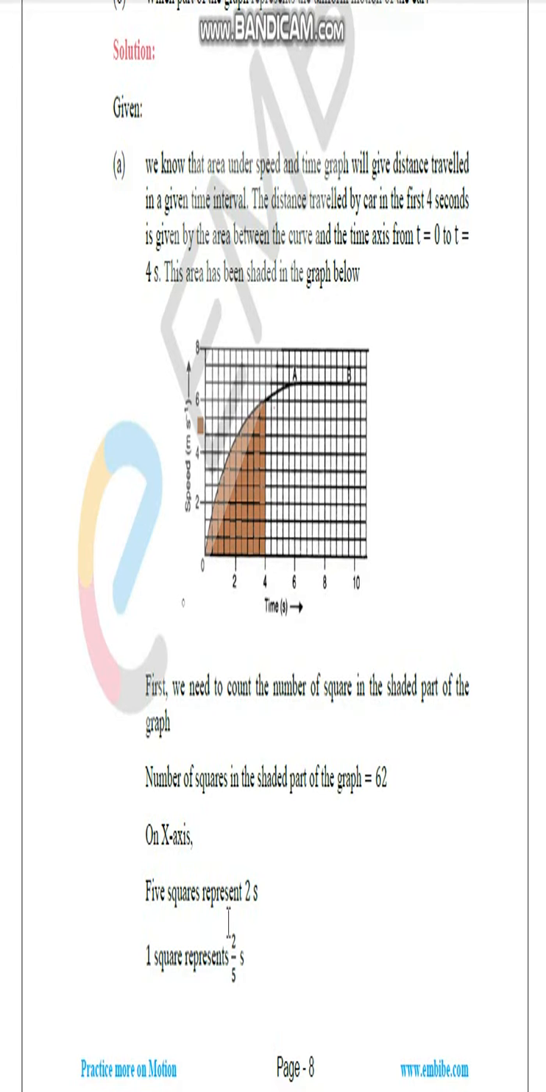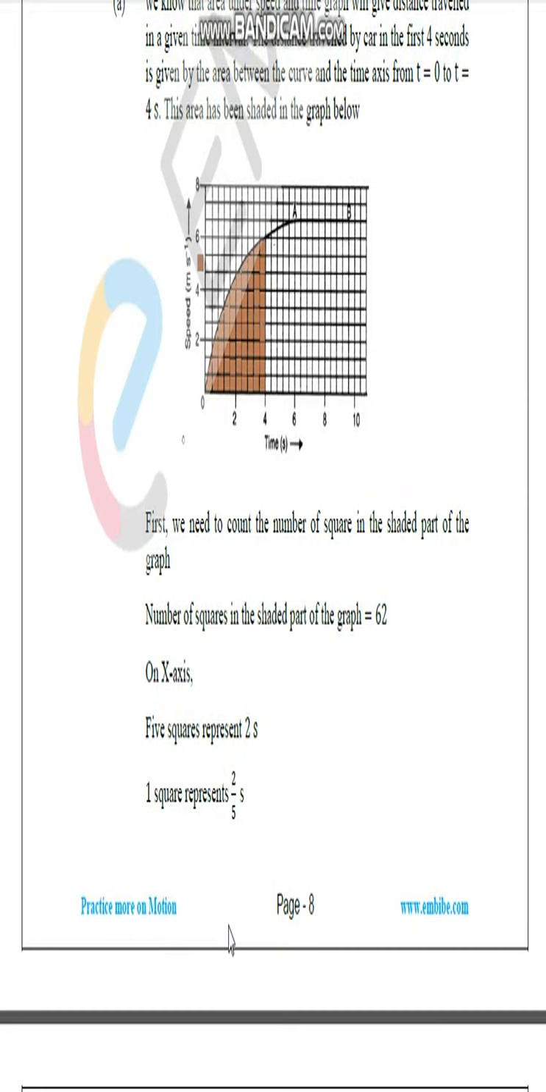5 squares represent 2 s, so 1 square will represent 2 divided by 5 s. Why do I take s? Because it is time on the x-axis, that is why I took s.